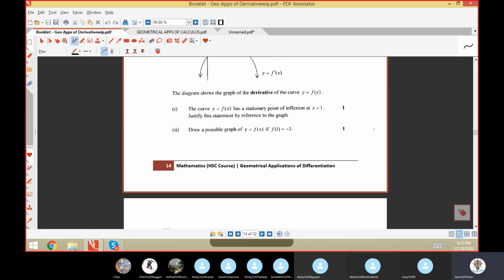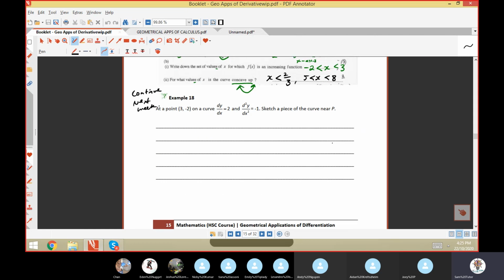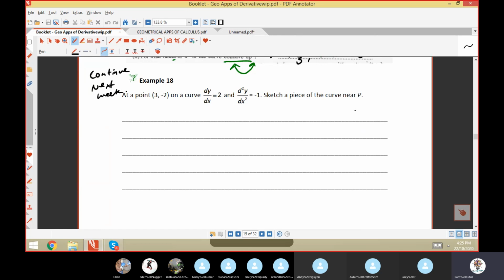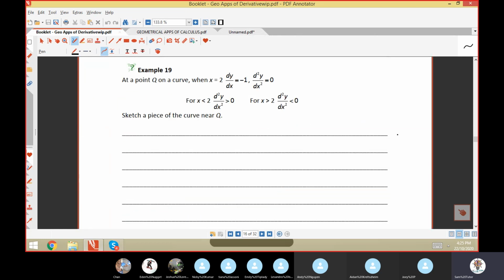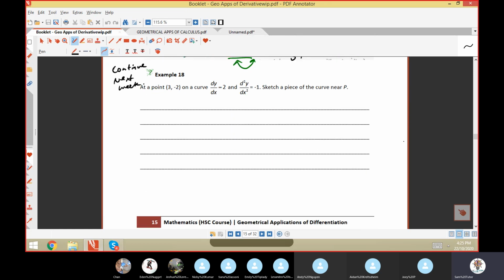So continue from here. So we said this 22nd October. Let me just see what we've got left. All right. This isn't part of the max min problems that I was talking about last week. That's going to be hard. This is just something we said we're going to continue from this week. So page 15. Have a quick read. Maybe think about it.